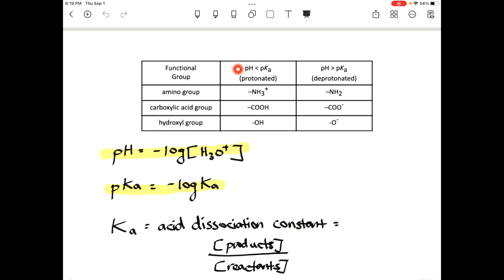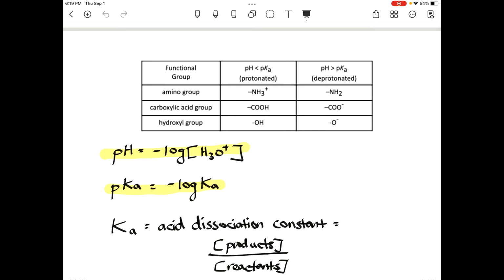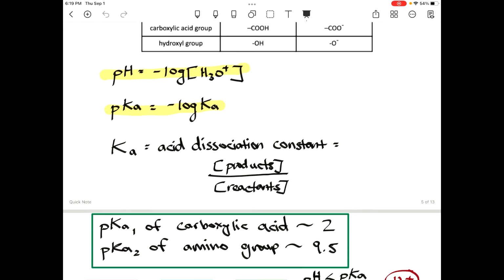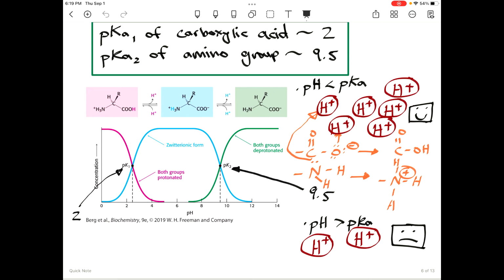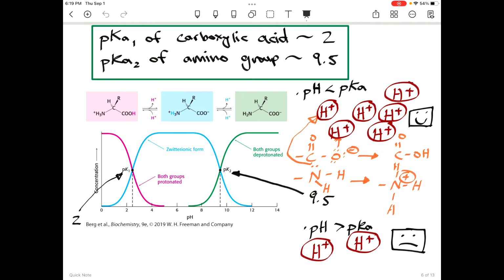So say we know the pKa of the amino group is 9.5, and say the pH is 2. Obviously the pH is less than the pKa, so this is going to be protonated. It would be the other way around if the pH was greater than the pKa; it would be deprotonated. This is really, really important. This seems like a busy slide, but let me break it down for you.